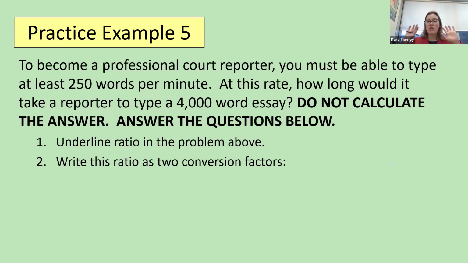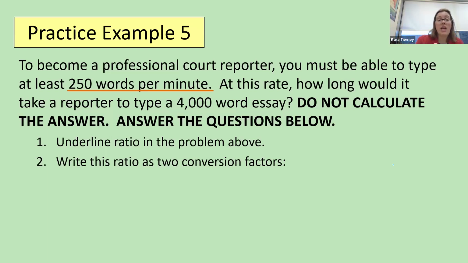And the word that means ratio that should send alarm bells in your head is per. So have you found the ratio yet? Underline the ratio. You should have underlined 250 words per minute. We are going to be doing this for the rest of the semester. We're going to have a whole lot of word problems, and the first thing we're going to do every single time is find the ratios because those help us decide where our starting point is. And whenever we see a ratio, we're going to write it as a fraction. So I want you to write this as two conversion factors.